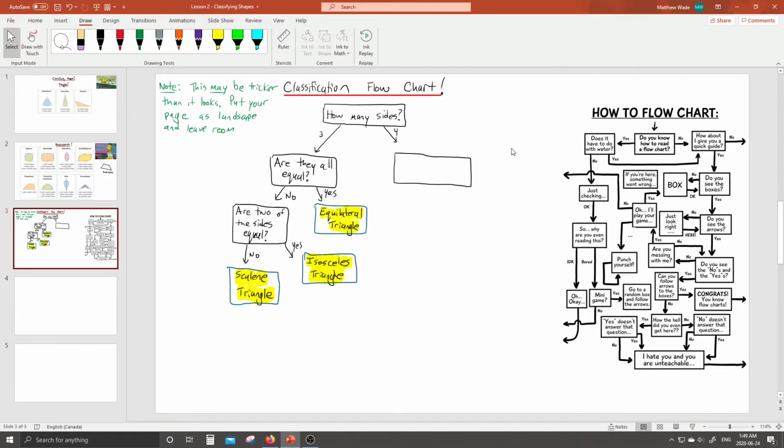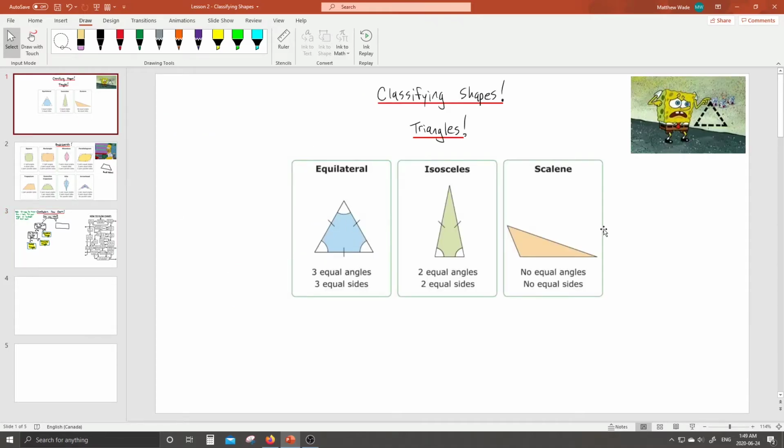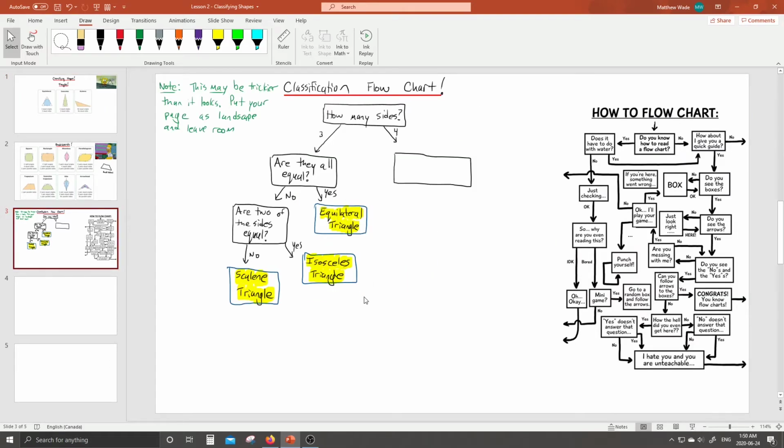But I'll show you what I want you guys to do, and I'll give you a hint. I already did some of it for you. I want you to classify every single shape, which means I need you to have a box that ends with each shape. If you check this one out, see there's equilateral triangle, that's done. Isosceles triangle, done. Scalene triangle, done. Do you see how all of these paths end with these shapes? So I've actually done the triangles for you.